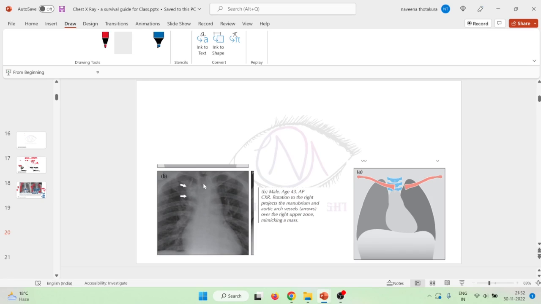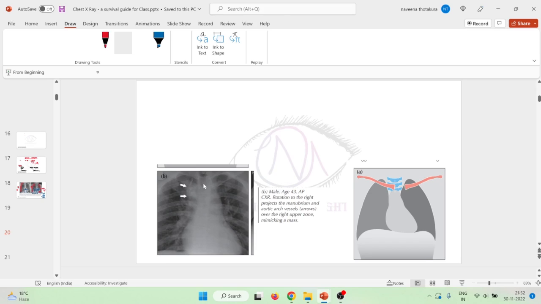But if the dome of the diaphragm is obliterated, if in any X-ray you see that the dome of the diaphragm is obliterated, not clear, then you should always suspect that there is a lower lung disease, lower lobe disease. So if this dome of diaphragm is normally seen, but if it is obliterated, then you should always suspect that there is disease in this part of the lung. That is nothing but some disease in the lower lobe of the lung.